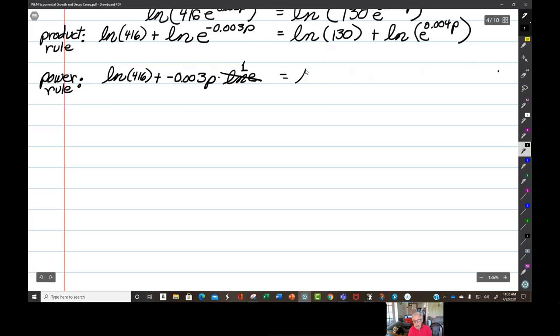So equals the ln of 130 plus 0.004p times the ln of e, which again is 1.